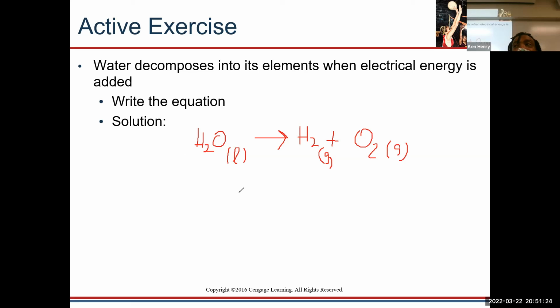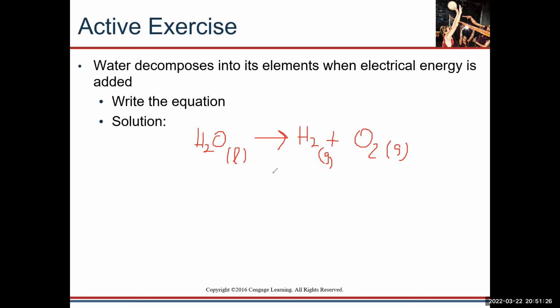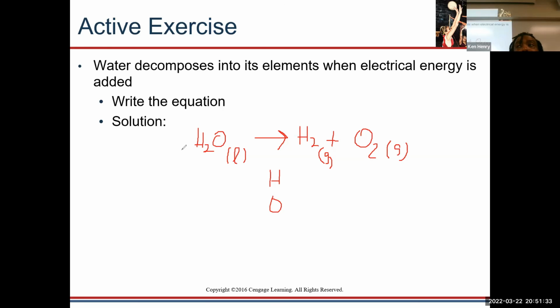Okay, so is that balanced? No. What do I need to do to balance? You said times hydrogen by 2 and times H2O by 2. Okay, so that will give me 4 hydrogens, 2 oxygens, 4 hydrogens, 2 oxygens. And everybody's happy.